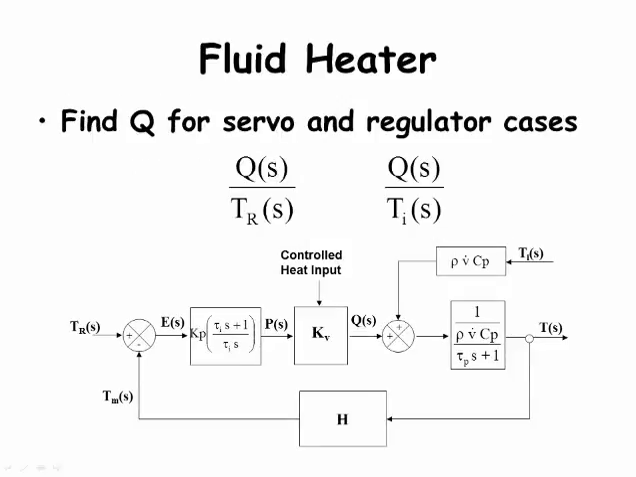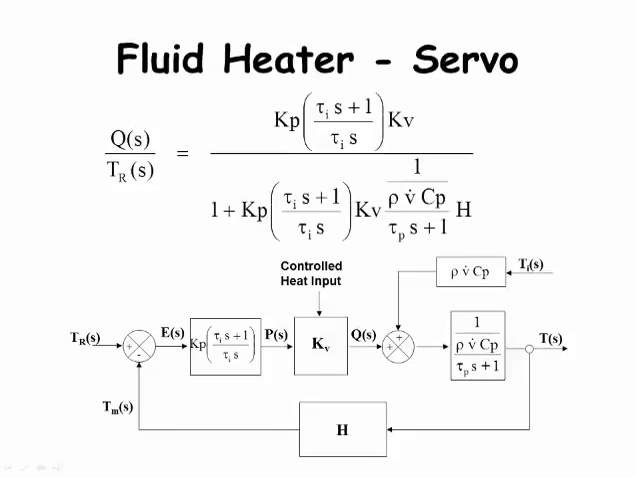For the first example, let's see what the heat input needs to be for the fluid heating problem for unit step changes in the set point temperature, TR, and the inlet fluid temperature, TI. Here is the block diagram. Here is the transfer function, Q over TR, for the servo case. The output is the value of Q rather than the heated fluid temperature T. The input for the servo case is the set point temperature TR.